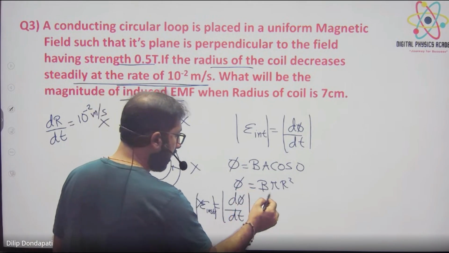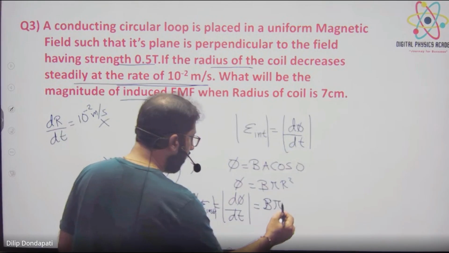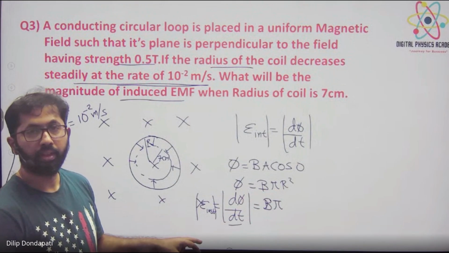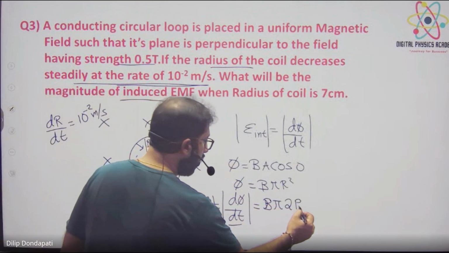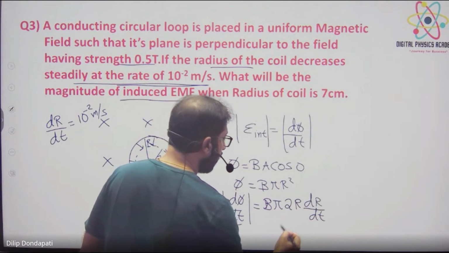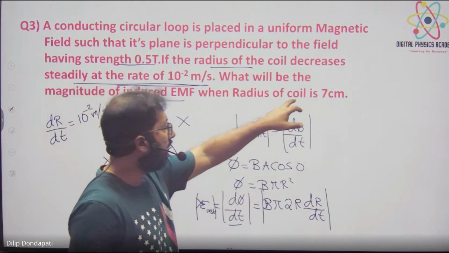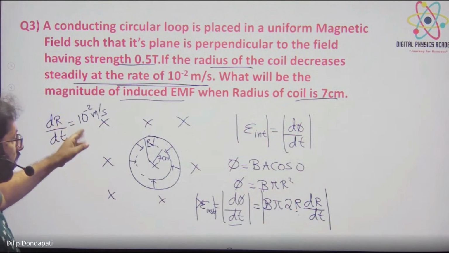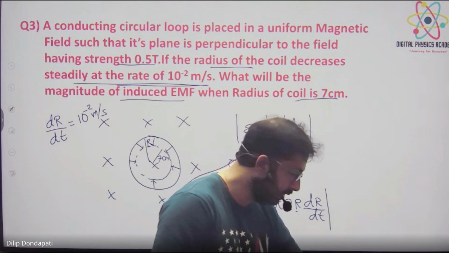So what will happen? B is constant, pi is constant, so B comes out and pi comes out. And we differentiate r with respect to time. So how do we write it? 2r into dr by dt, mod. Now substitute the values. The r value is 7 centimeters, so 7 into 10 power minus 2. dr by dt you already know. Pi value you know, B value you know. Everything is known. Substitute and you get the answer.